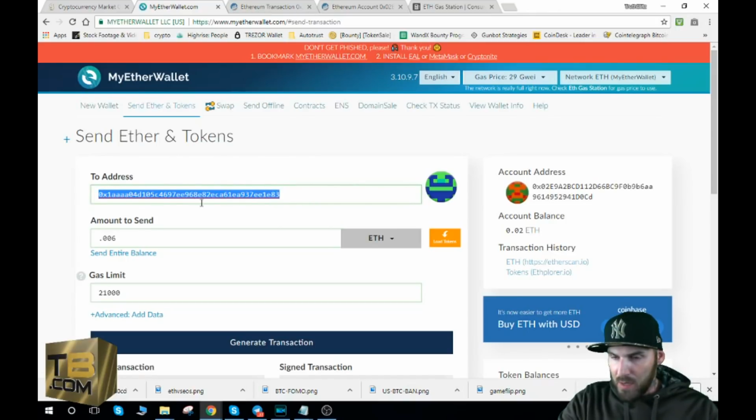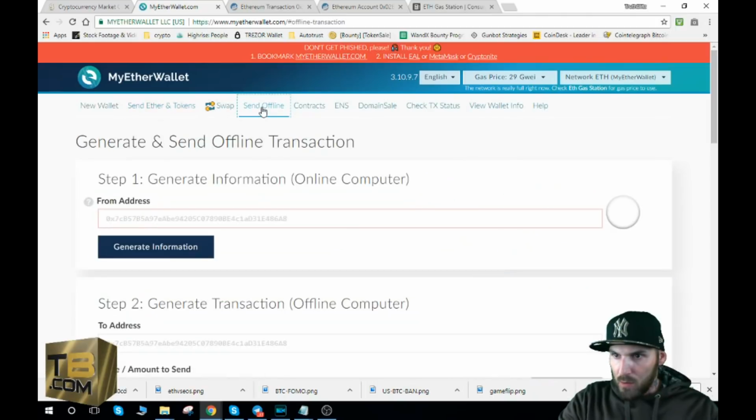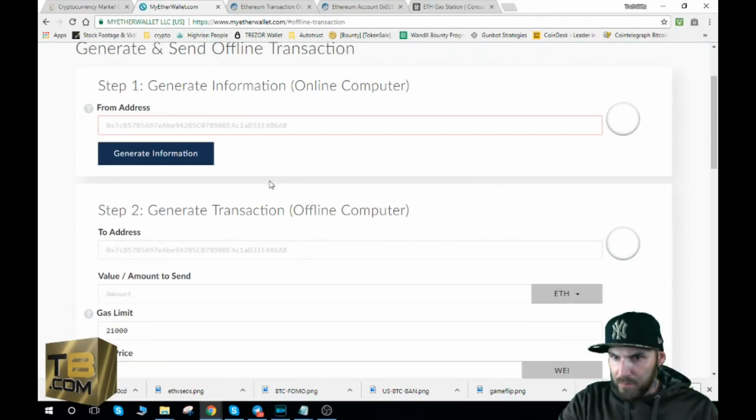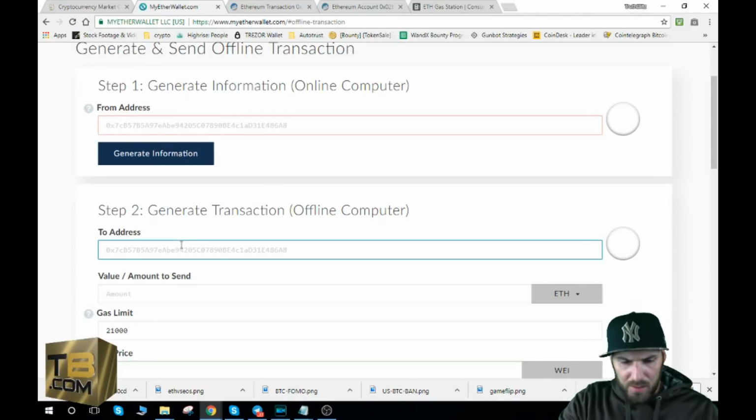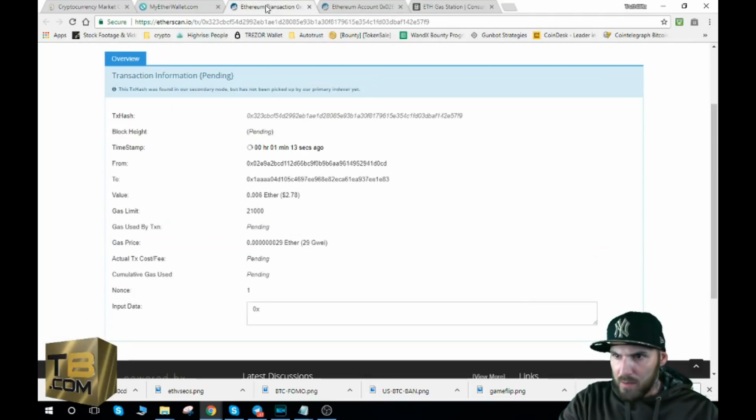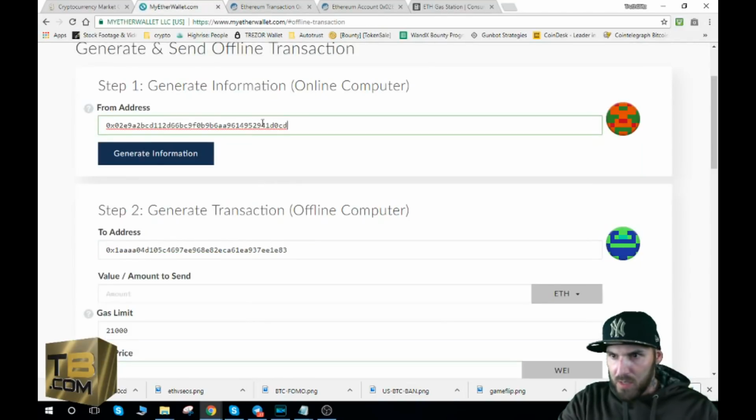We're going to need to know the address that you sent it to and that you sent it from. So send offline, the from address. Okay, this is the to address. This is a test wallet that I'm using that I just made. So the from address goes here, from the wallet that you were sending from, the to address, the wallet that you're sending to.